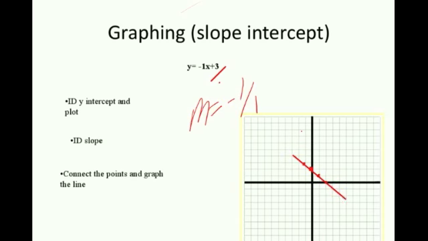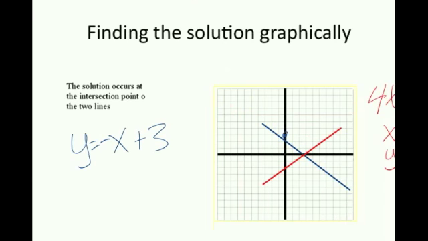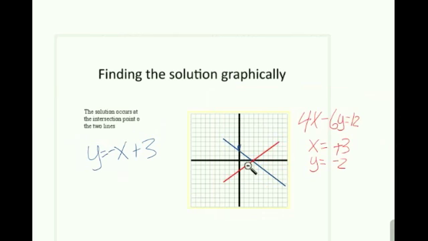Okay. Now, I've taken the liberty to graph both of these equations. And you'll see that the solution of the two crosses right there. Here's my y equals negative 1x plus 3 in blue. 4x minus 6y equals 12. Those are my two lines. The solution is that point, which in this case is 3, 0.